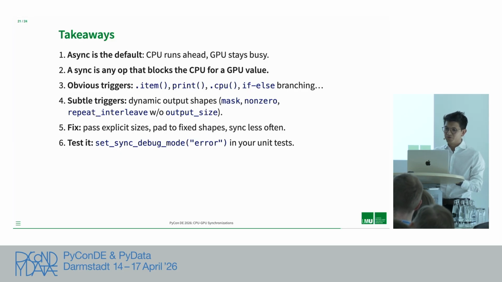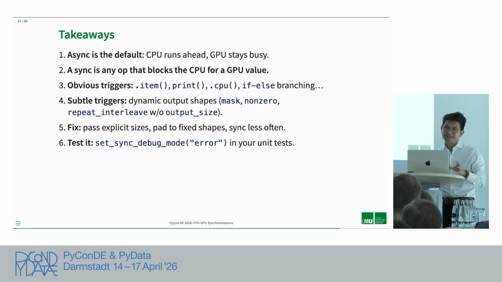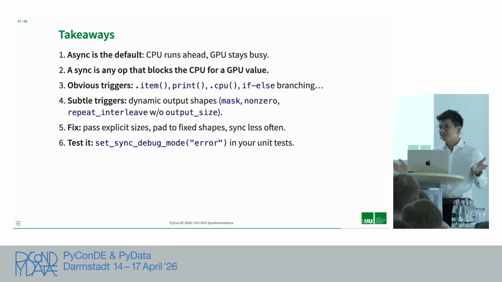And there are some really clear, obvious triggers that you should easily remember, like item, print, .cpu, if-else branching. And there are more subtle triggers that you might have to reason about with dynamic shapes. And there are obviously solutions to that, which are the optional parameters that I showed, but also padding, or just, you can still sync. It's fine.